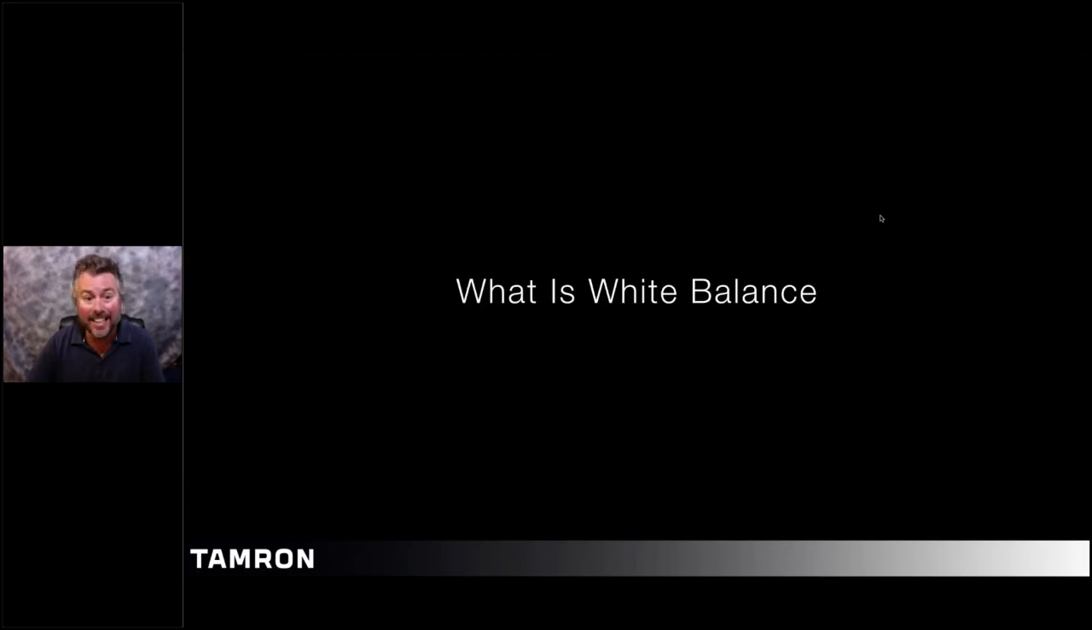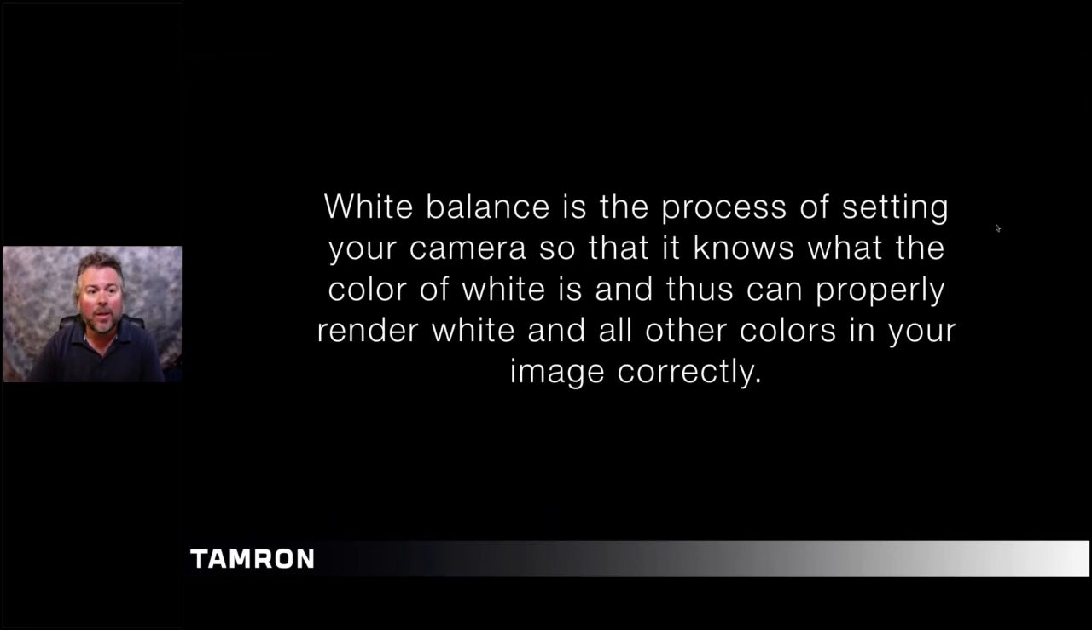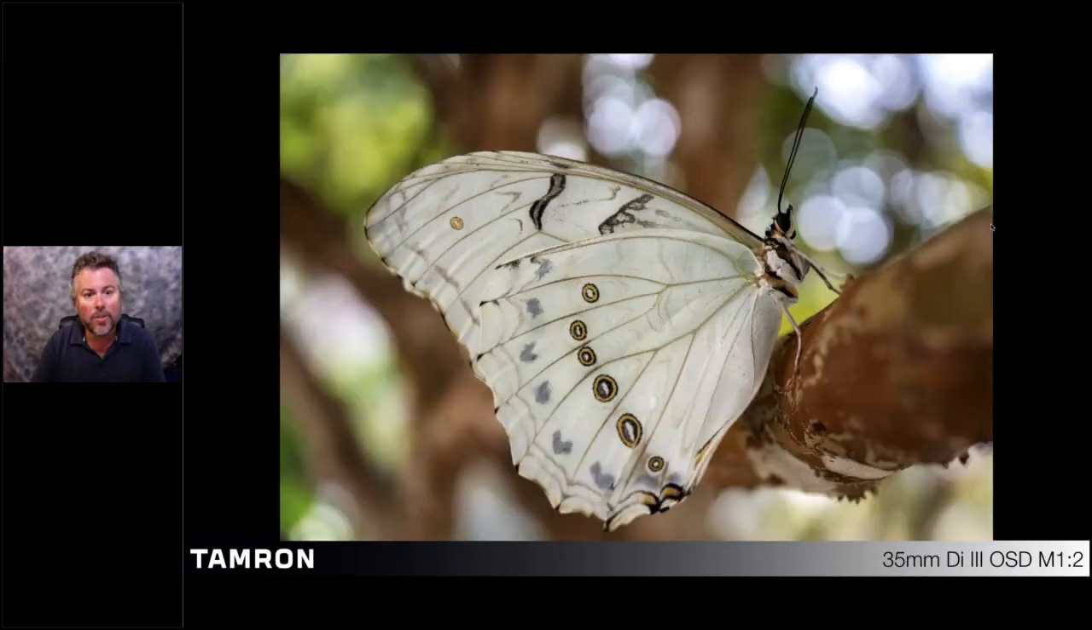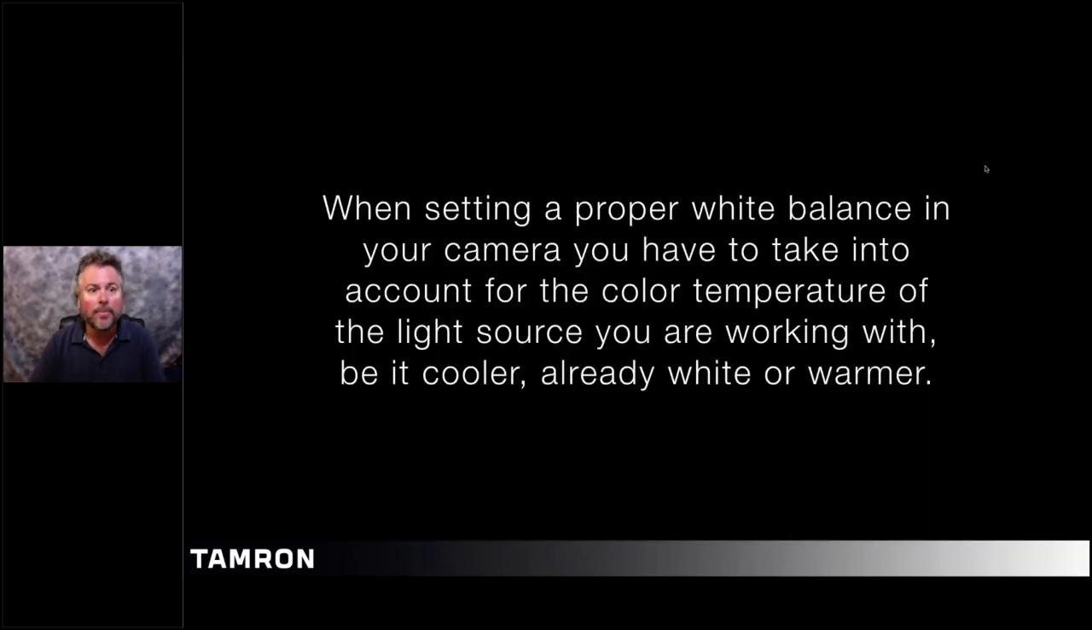What exactly is white balance? White balance is the process of setting your camera so that it knows what the color of white is, and thus can properly render white and all colors in your image correctly. So there's no color cast, maybe too blue or too orange. It knows in this scene what yellow is, orange is, what tan is, and can process them correctly.